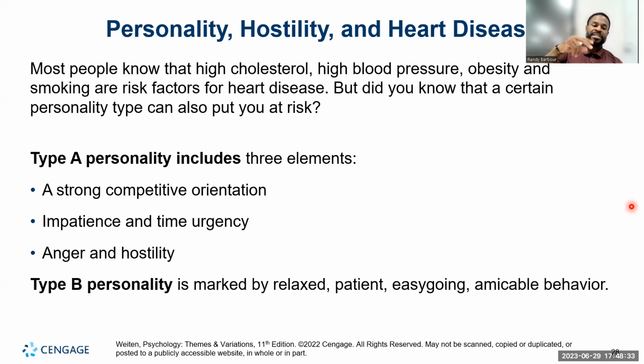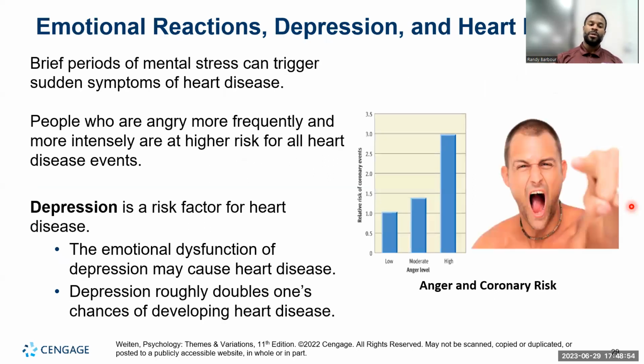These two different personality types play a big role in how our body responds to stress. And that stress response then determines how we might develop certain diseases like high blood pressure, high cholesterol, and other heart and other diseases in our body. Okay. So there's a reaction that we have with our different personality types. And brief periods of mental stress can trigger sudden symptoms of heart disease, right?